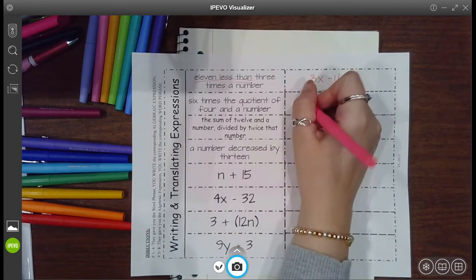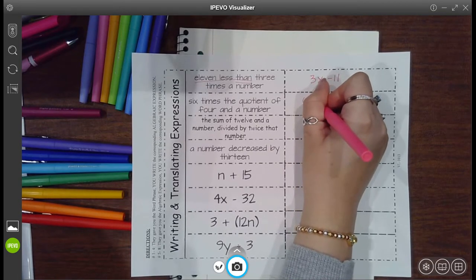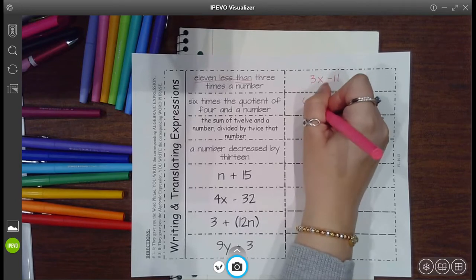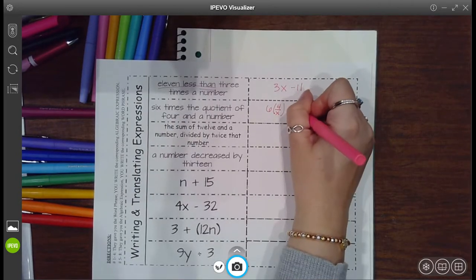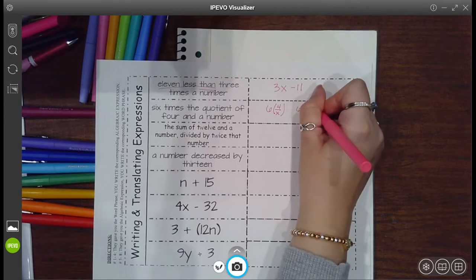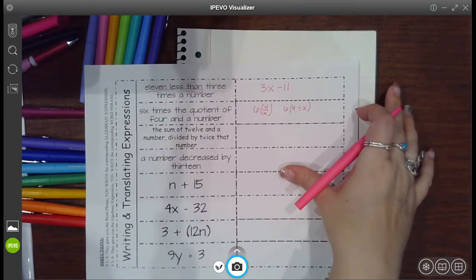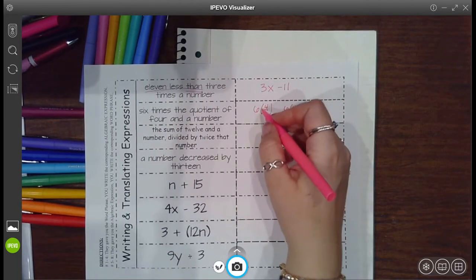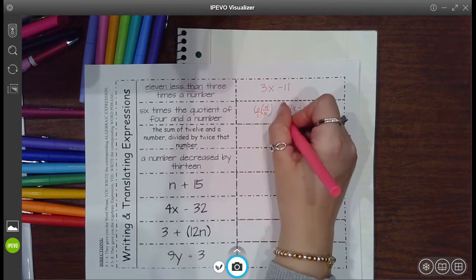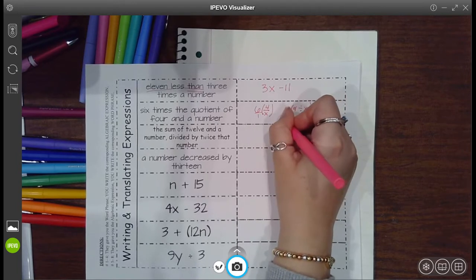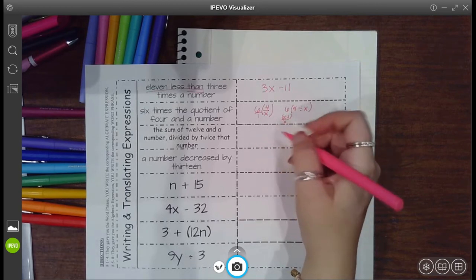All right, the next one says 6 times what? The quotient, so dividing what? 4 and some number. So that could be one way. Or you could say 6 times the quotient, so dividing like that, 4 and some number. Okay. Or if I were to simplify this, you have like 6 over 1, right? Times 4 over x. So 6 times 4 on top and 1 times x on the bottom. That's saying the same thing too. 6 times 4 on top over x. All of those are ways to write that one.